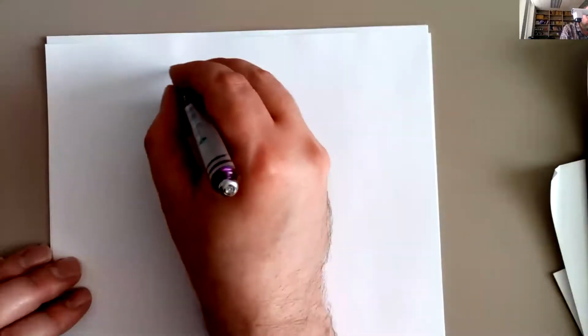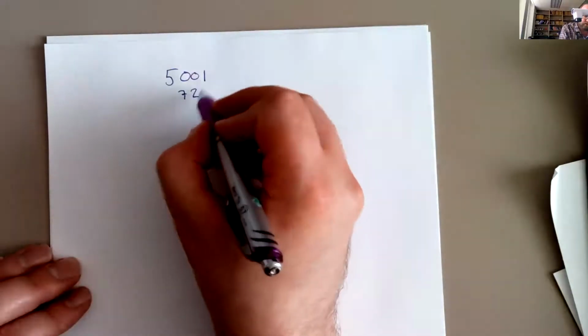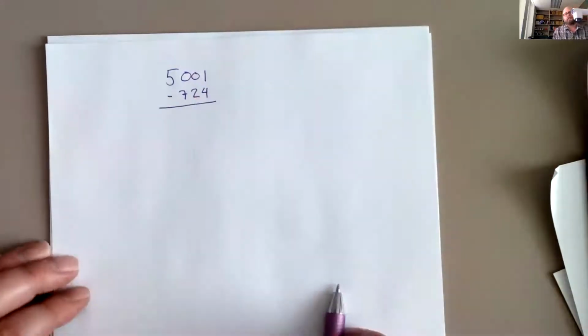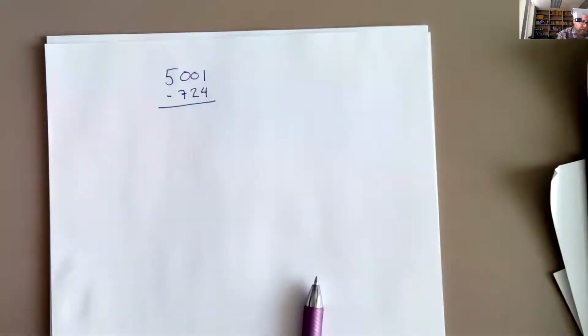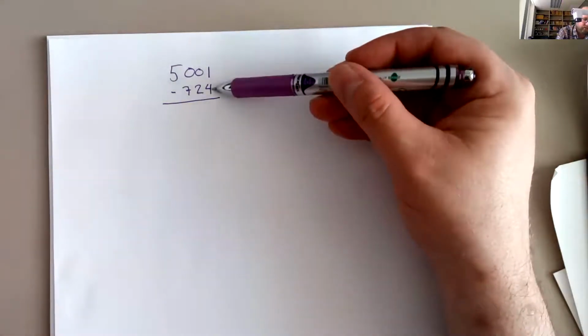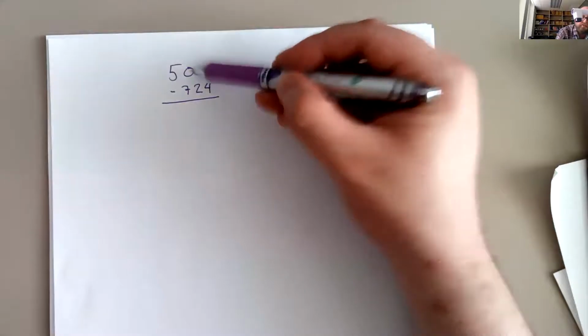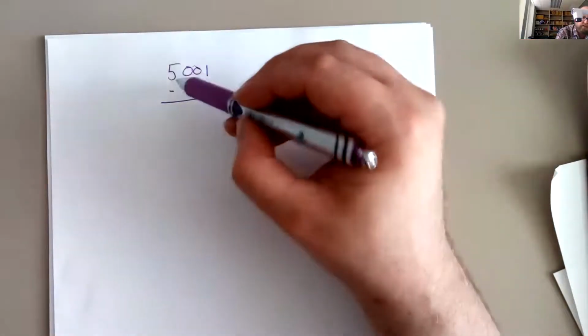Today we're going to talk about more complicated carrying when executing the subtraction algorithm. So let's suppose we want to take 5001 and subtract 724. Okay? Well, when we look at the ones position, we see that we need to borrow or regroup. But we go to the tens position and there's nothing to borrow. We go to the hundreds position, there's nothing to borrow. You have to go all the way to the thousands position.